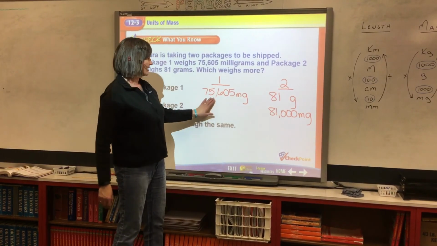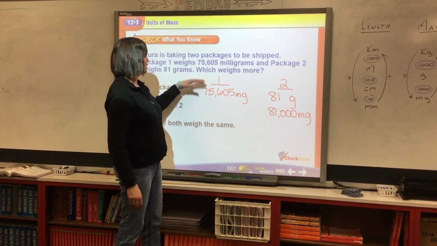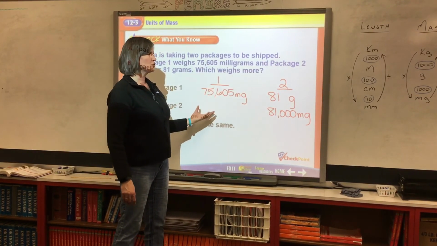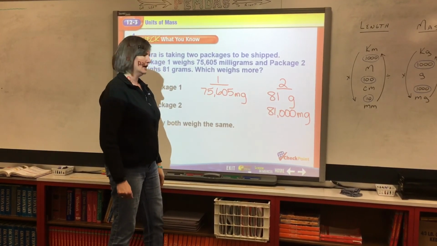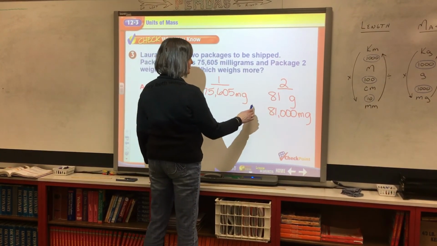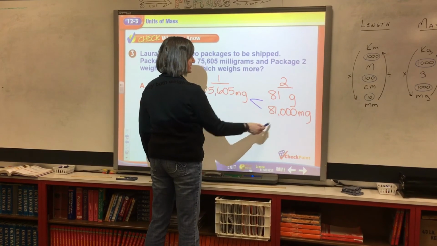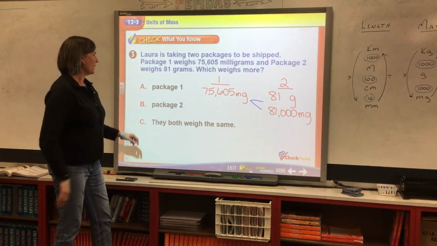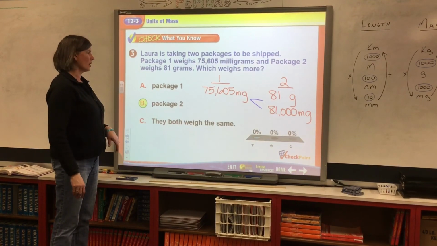Now we can compare it to package 1. The question specifically asked which weighs more. Is it package 1 or package 2? It is package 2. And that's because 75,605 milligrams is less than 81,000 milligrams, and so package 2 weighs the most.